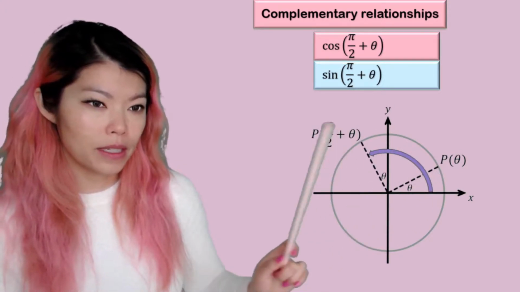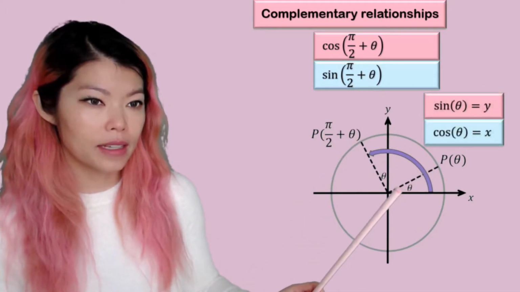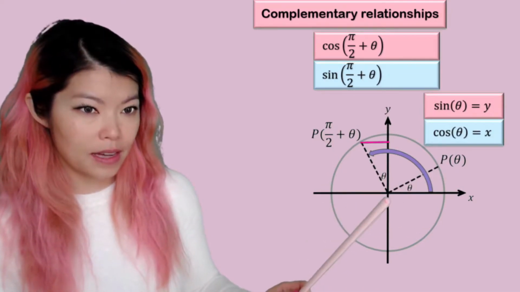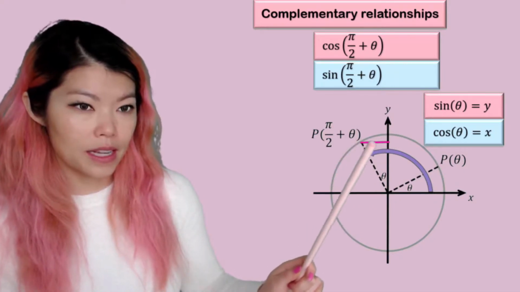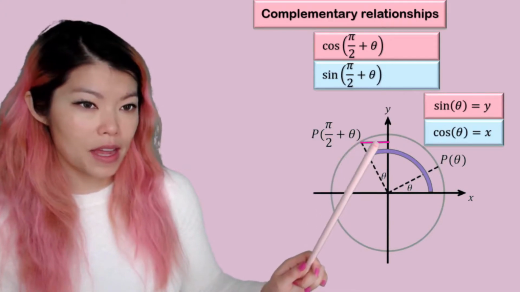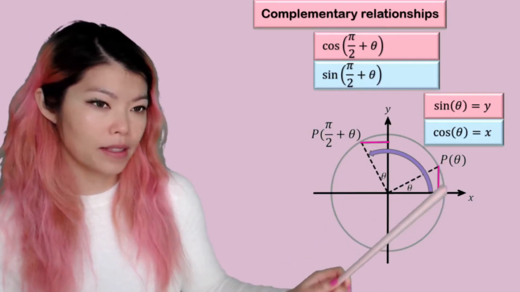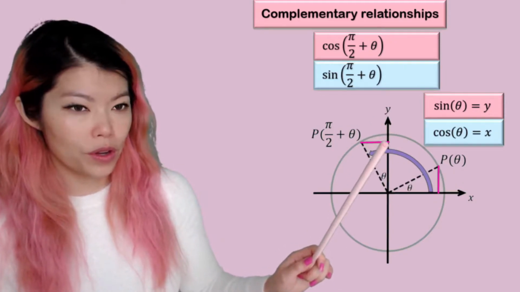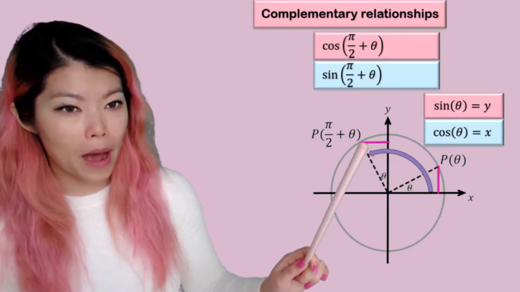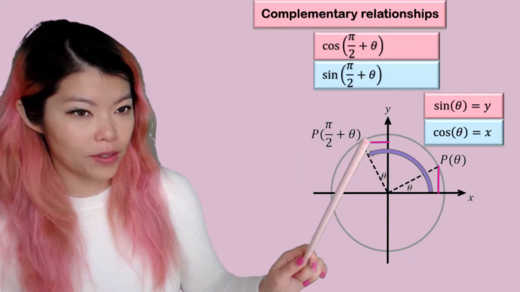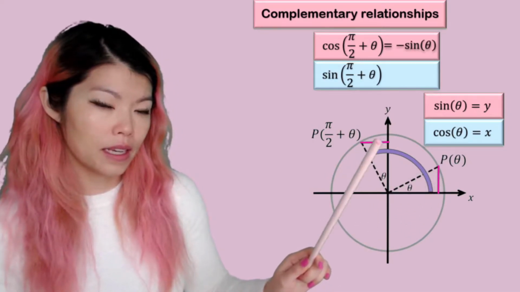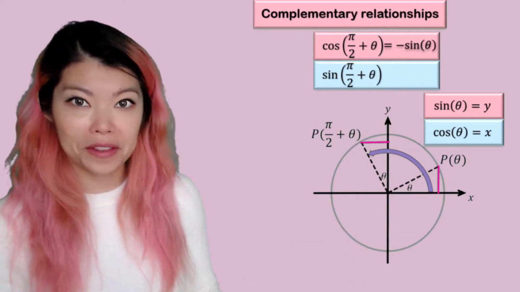What do we notice about these 2 points? Now, recall that sine theta equals your y and cos theta equals your x. So that means this line over here would be my cos(pi/2 + theta). That line looks exactly the same as that distance over there, except we know cos here is negative and sine here is positive. So cos(pi/2 + theta) would be the same as sine theta, but this is the negative of that, so we'll have a negative in there.